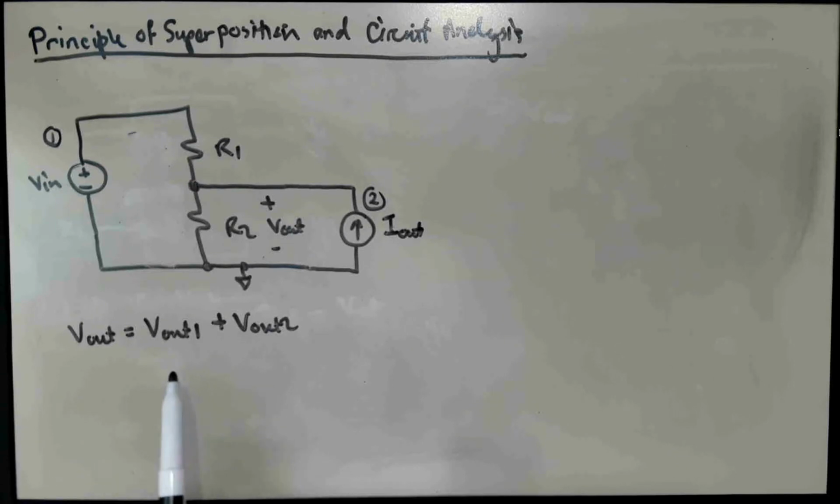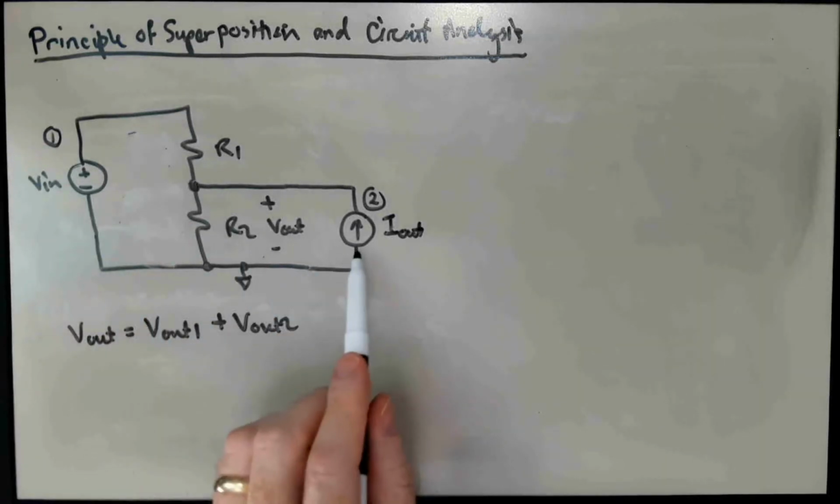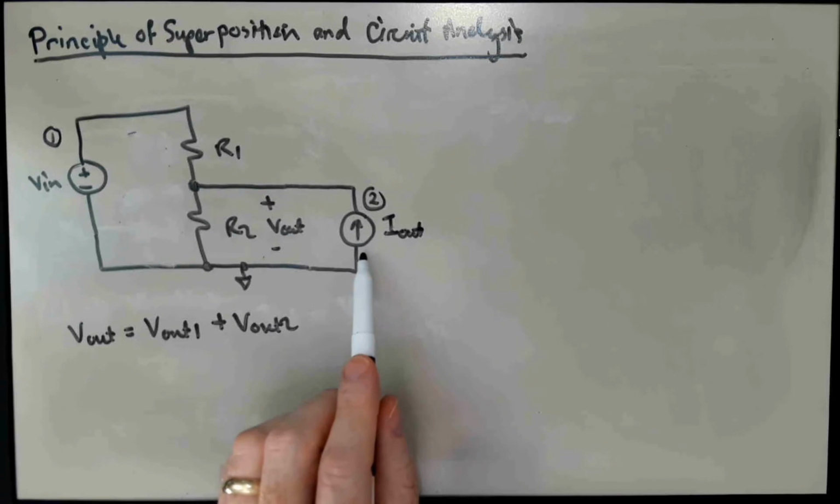And the way this works is, when we're considering the first source, we set the second source's value to 0. Okay? So how do we set the value of a current source to 0? Well, we talked about that.